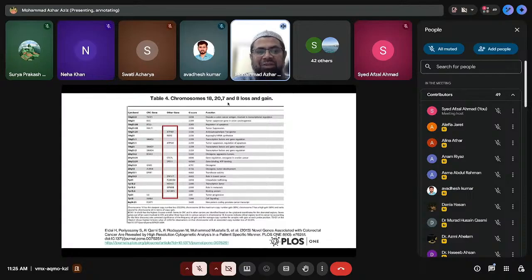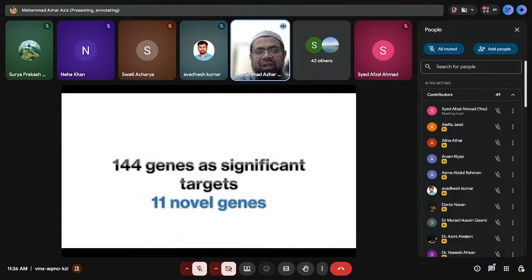So we found 11 new genes here. And out of them, we were able to zero in on a few of them and take them further. So in total, 144 genes were found as significant targets, and out of them, 11 were novel genes. Now, the approach that we took was highly personalized. We analyzed each patient separately. It was patient level analysis, not that we mixed all the tumors, cancer patients together, and all the normal samples together. No. We did patient-wise analysis, and that gave us this high-resolution picture and confident targets.